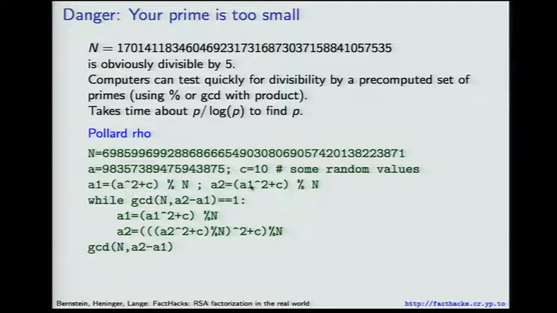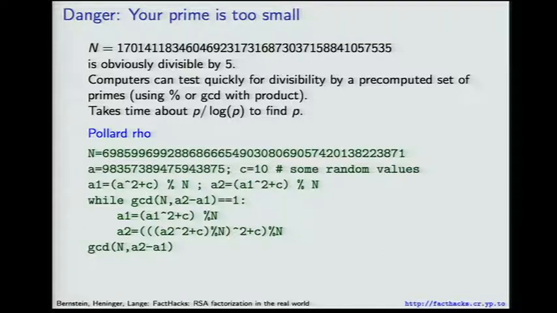So what you do is you start off two different numbers. One at each step squares it and adds c, and the other one squares it, adds c, and squares it again and adds a c. Each time computing mod n. So you have two sequences running around. One is at twice the speed as the other one.